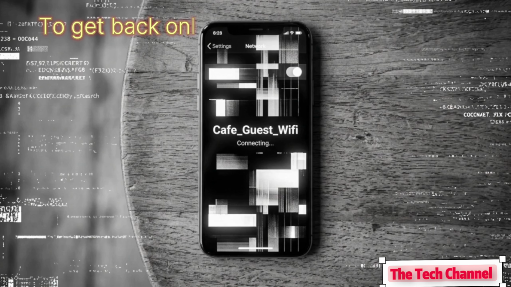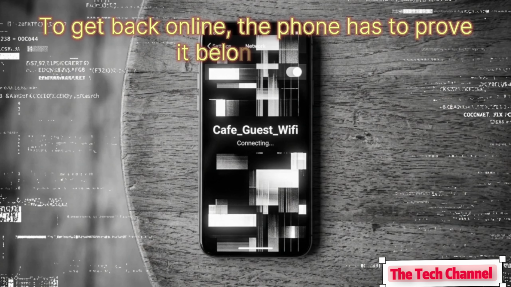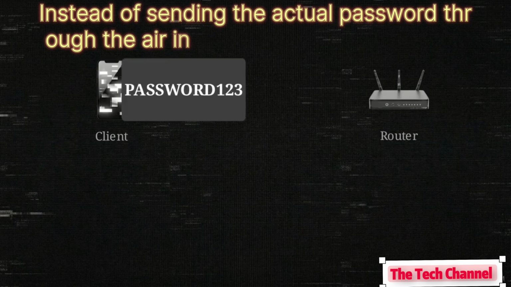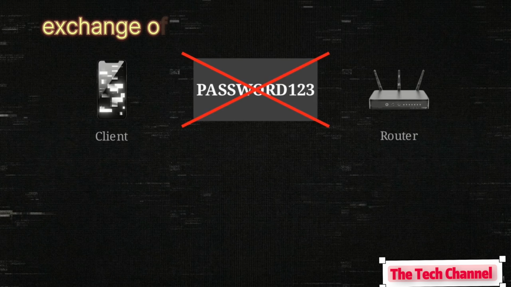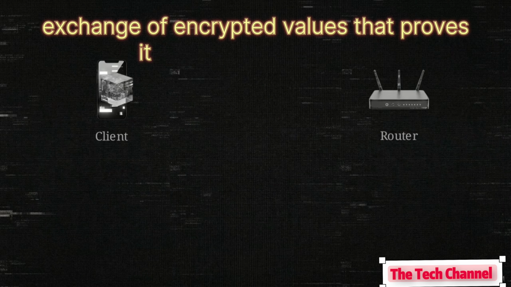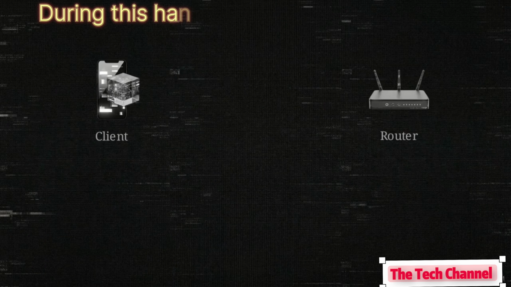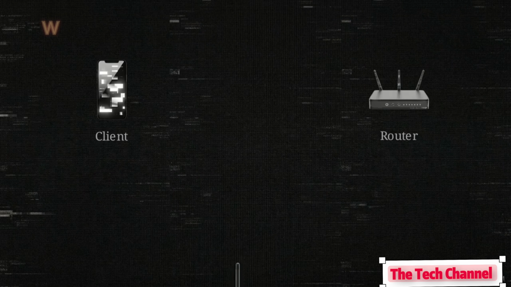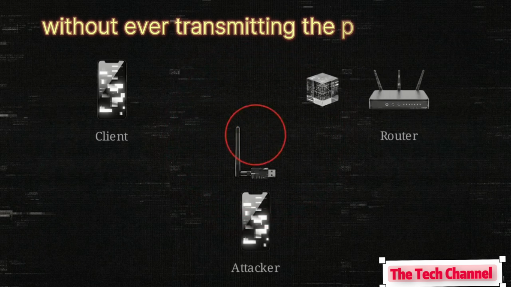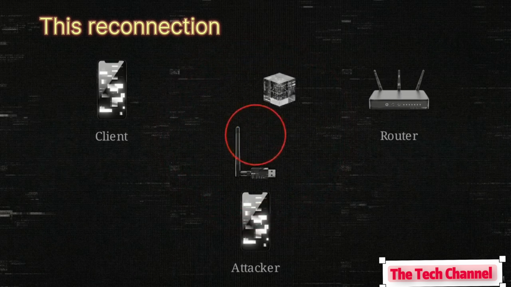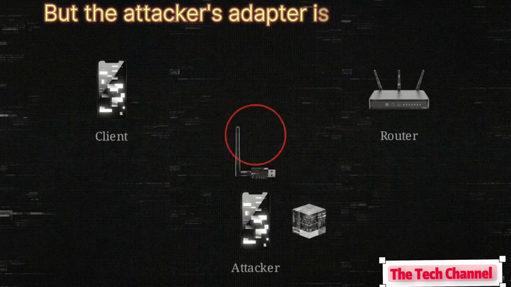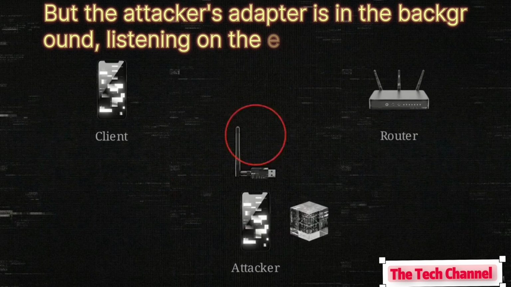To get back online, the phone has to prove it belongs there. It does this through a WPA handshake. Instead of sending the actual password through the air in plain text, it sends a digital exchange of encrypted values that proves it knows the password. During this handshake, both the router and the device prove they possess the same secret without ever transmitting the password itself. This reconnection window lasts just a fraction of a second, but the attacker's adapter is in the background, listening on the exact same frequency.